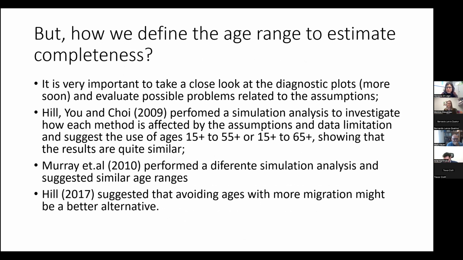to obtain my estimates. So in the same paper, they did a series of analyses. They compare different methods and how the assumptions affect the methods. And they suggest the use of age ranges 15 and over and 55 and over. And Murray and colleagues in 2010 did a series of simulations, and they suggested a similar age range. In 2017, Hill suggests avoiding ages with more migration flows that would affect the results. So this is not a gold standard that you do for all your countries and regions to get a good estimate. There's no cookbook for that.